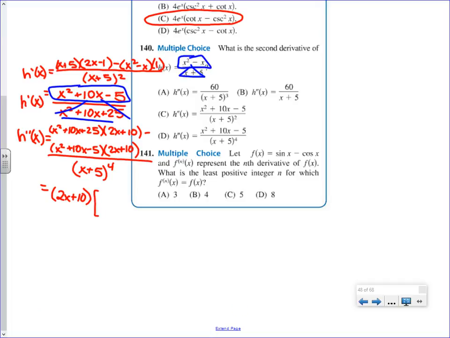Let's see if this makes it easier. With that gone, all we have is x squared plus 10x plus 25 minus, there's a parenthesis, x squared plus 10x minus 5. I haven't distributed it yet. It's minus 5, right? Yes, it's minus, all over x plus 5 to the 4th.